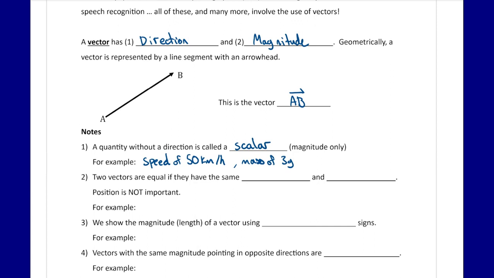Now, two vectors are equal if they have the same magnitude and direction. They have to have the same magnitude and direction. The position is not important. So for example, if I had a grid and I had a vector like this, we'll call this x, then an equal vector would be something like this. Even though they're not on top of each other, they have the same direction and magnitude. Now we can show the magnitude, or the length of a vector, using what we call absolute values.